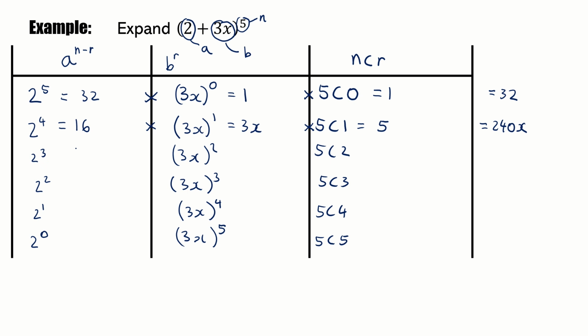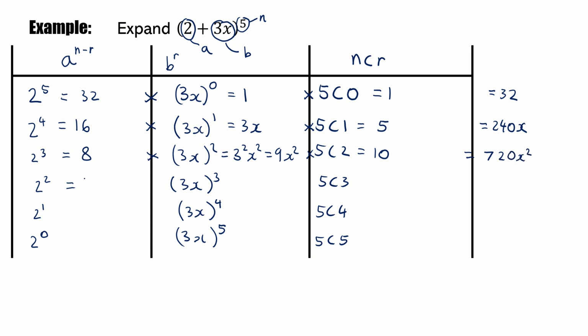And then continuing on, we're going to do 2 to the power of 3, which is 8. We're going to have 3x squared. Now be really careful. A reminder that by index laws, 3x all squared in brackets is 3 squared x squared, which is 9x squared. And then we're going to multiply that by 5c2, which if you type into a calculator is 10. So therefore, multiplying all that together, you'll get 720x squared.